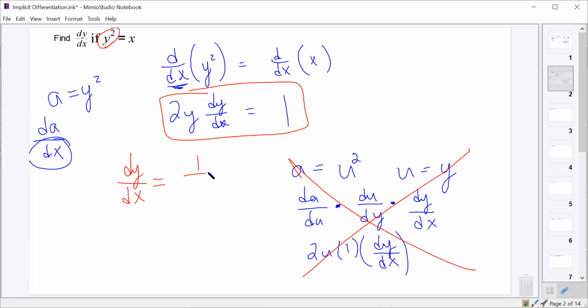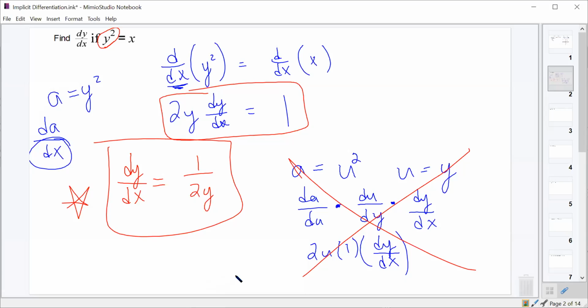So dy dx equals 1 over 2y. And that's what you get. That's our derivative. This is our final derivative. And this is clearly very different than any other derivative we've gotten when it was a derivative with respect to x, because it's got a y term in it now, doesn't it?